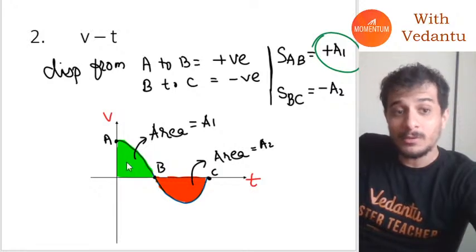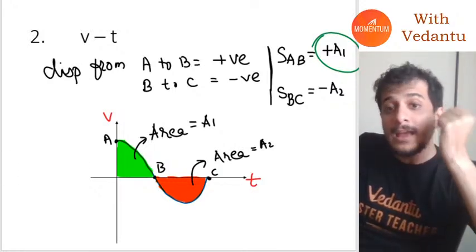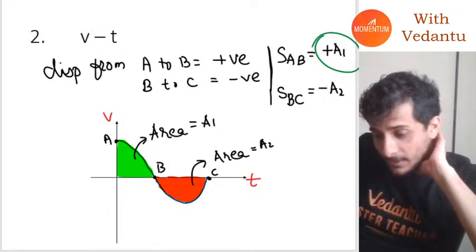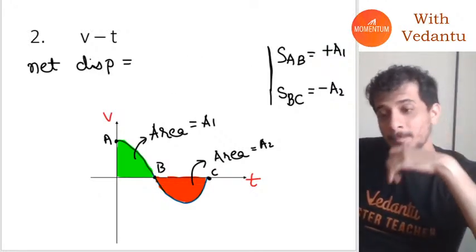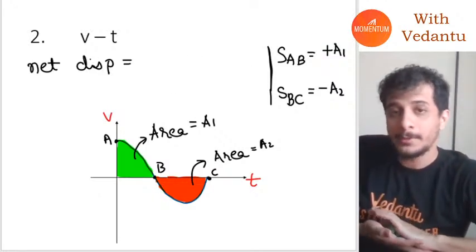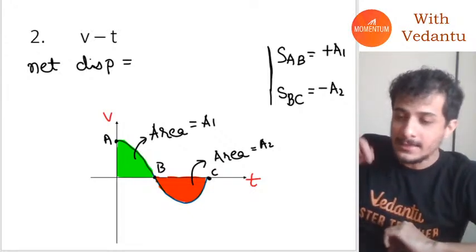Why the negative sign? Because the displacement is supposed to be negative. If I ask you the total displacement, can anybody tell me what it will be? Tell me in the chat.